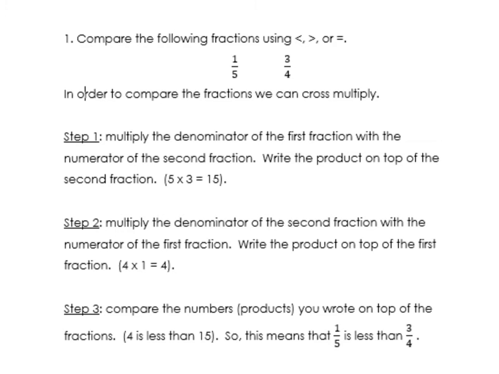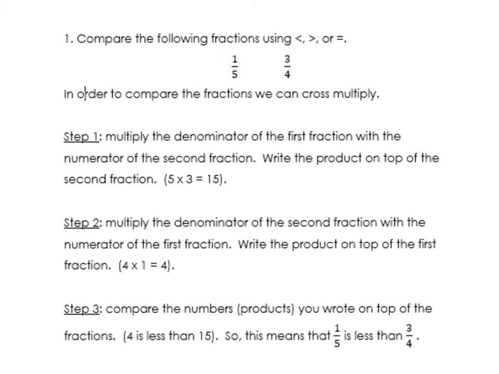Look at today's notes. Number 1 says, compare the following fractions using less than, greater than, or equal to. In order to compare 1/5 and 3/4, we can cross multiply. Step 1 is to multiply the denominator of the first fraction with the numerator of the second fraction. Write the product on top of the second fraction.